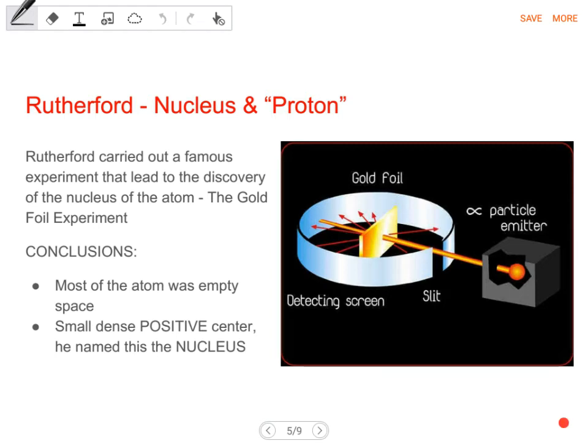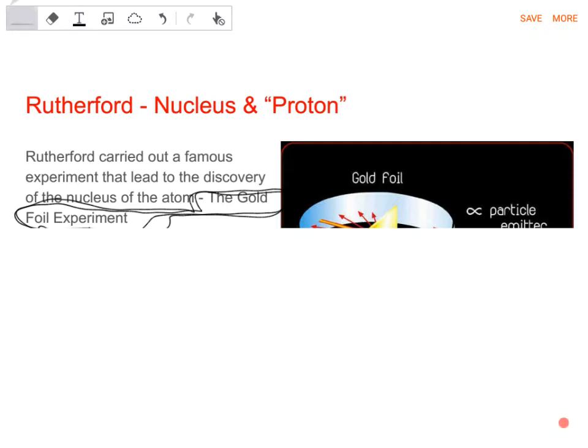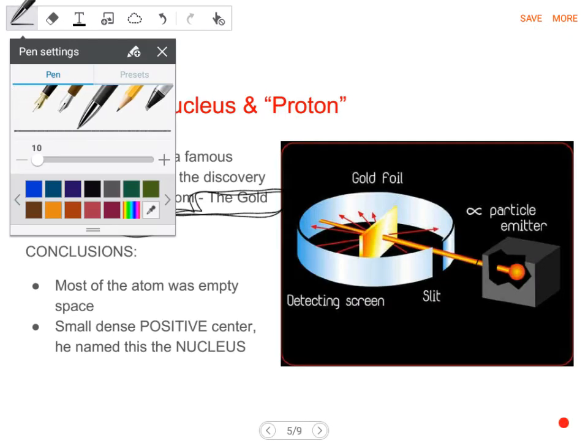Next you have Rutherford. Rutherford carried out a very famous experiment called the gold foil experiment. Now, I am going to link a YouTube video of this, but essentially, if I can sum it up very, very quickly, what Rutherford did is he shot alpha particles at a piece of gold foil. Essentially, it was a really thin foil of gold with atoms in it.